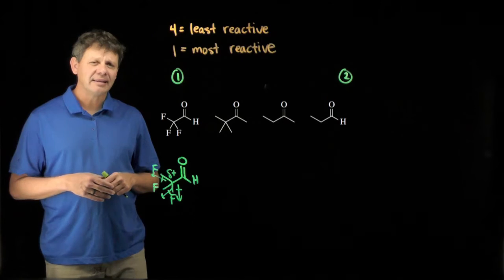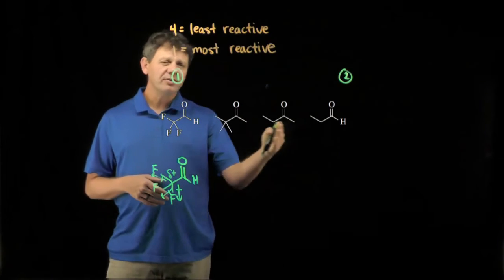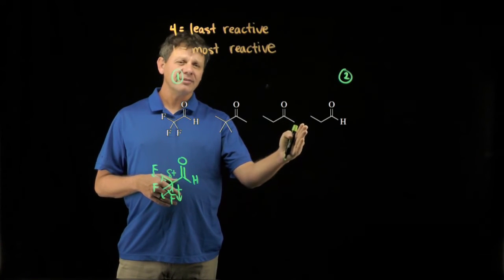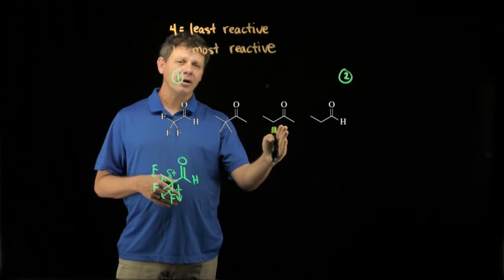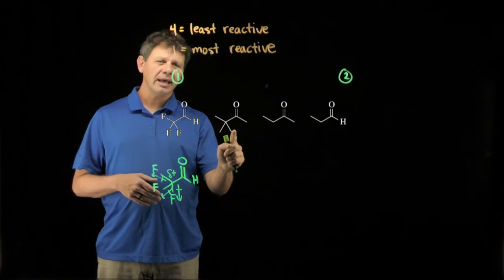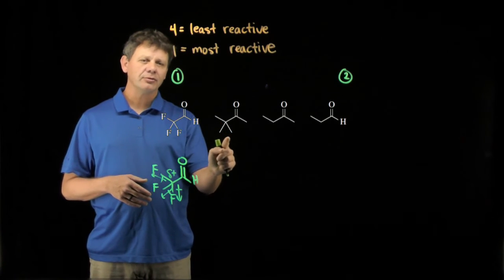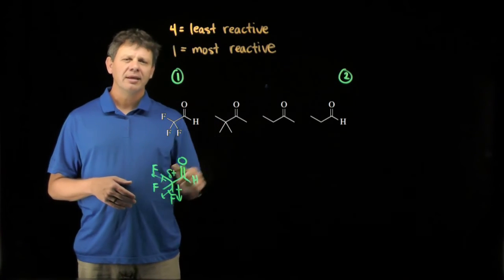Next, let's look at the ketones. The thing we want to notice is the difference. The difference is that this ketone here has nothing at this alpha carbon, whereas this alpha carbon has 3 methyl groups, or 2 extra methyl groups. We have 3 methyl groups there.